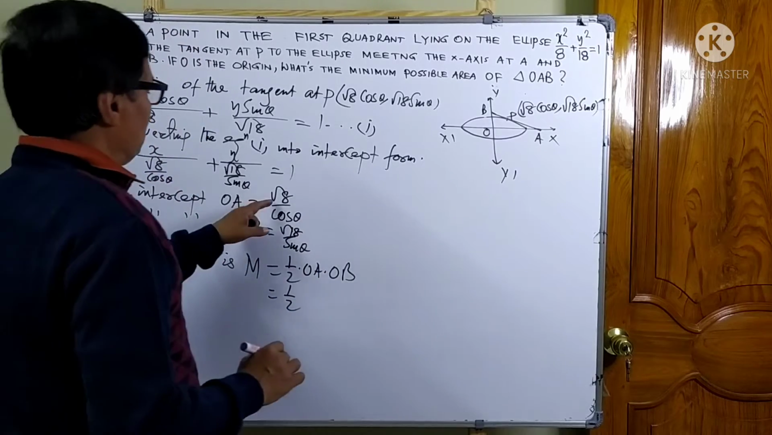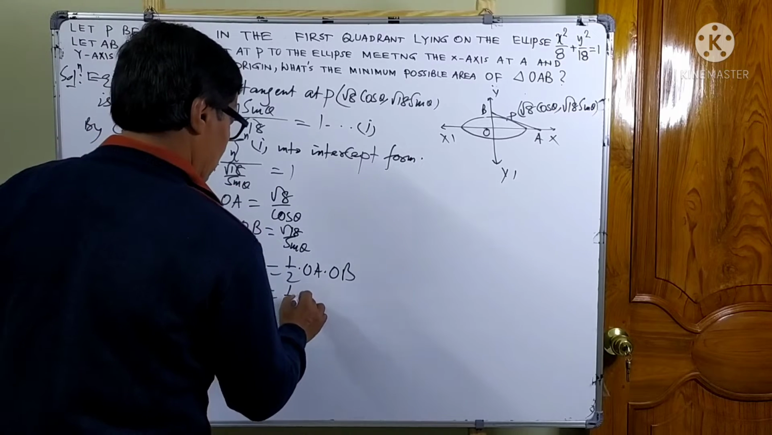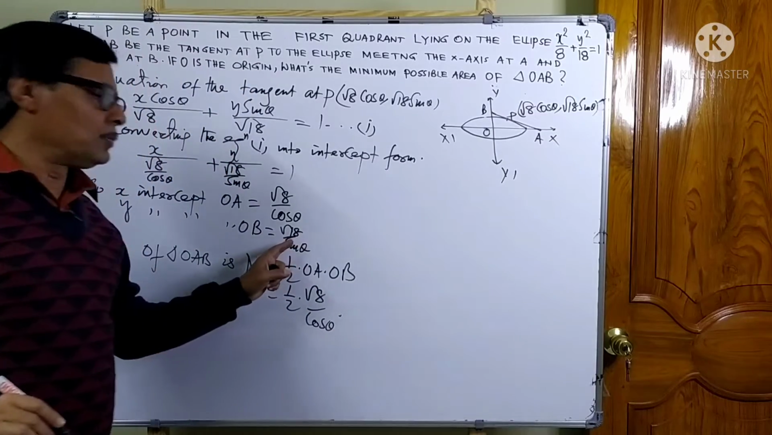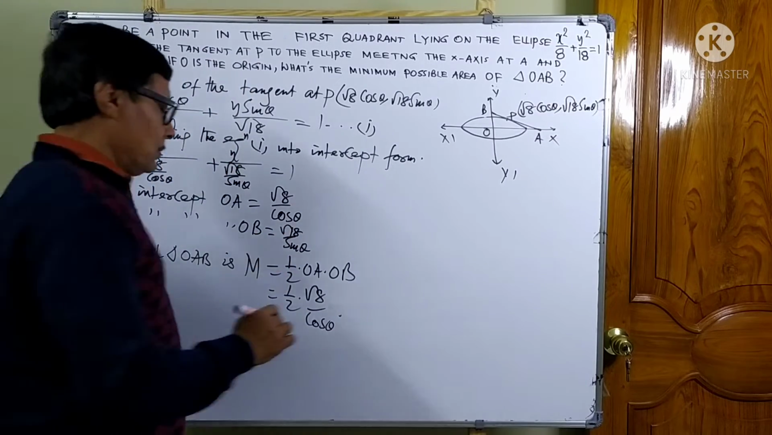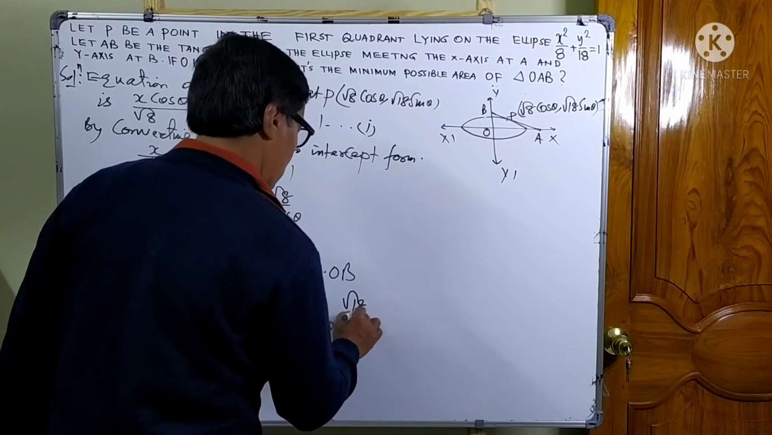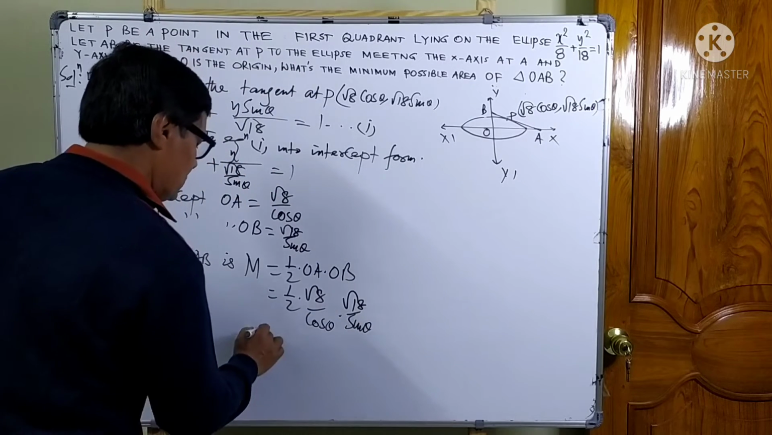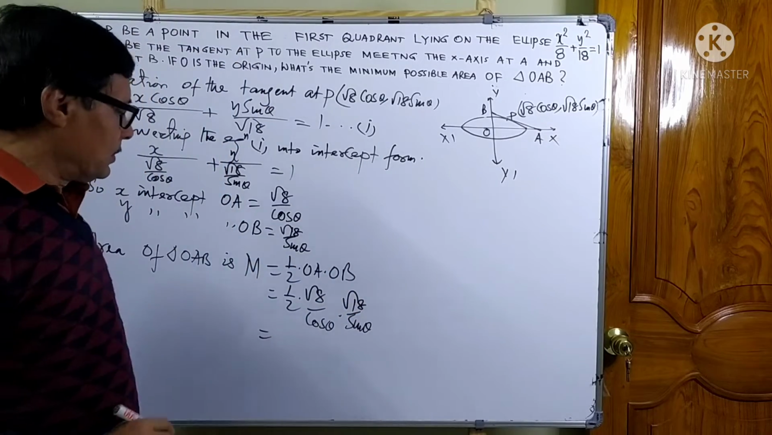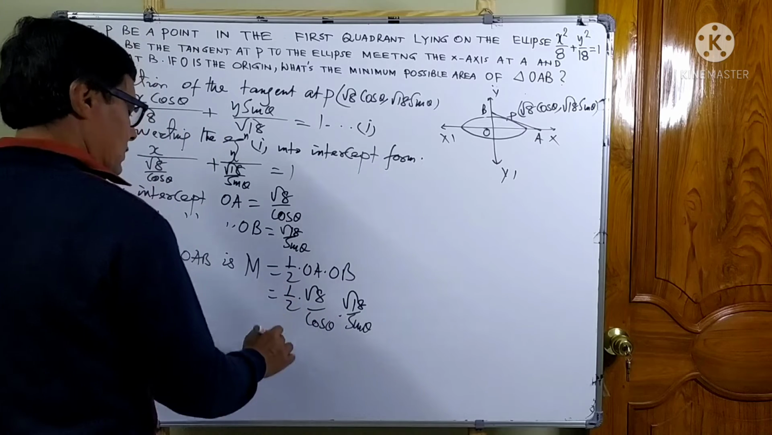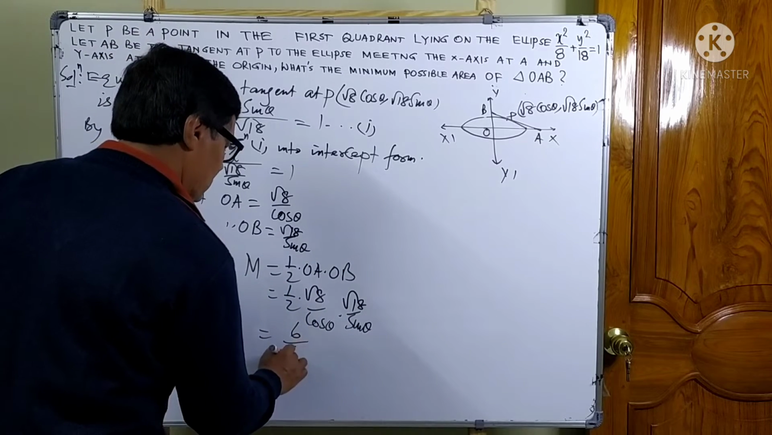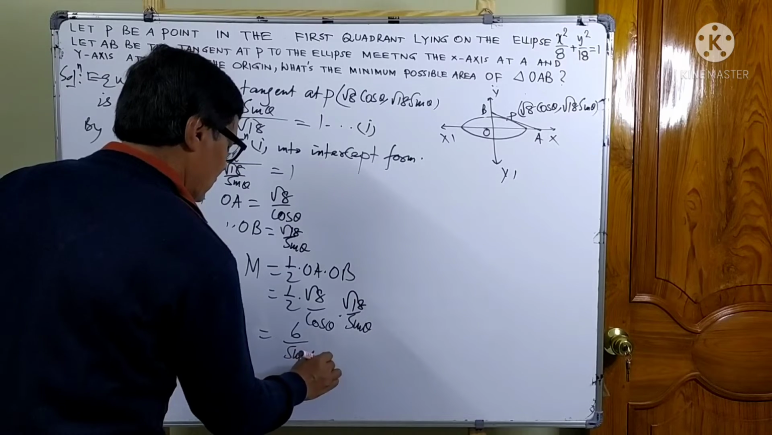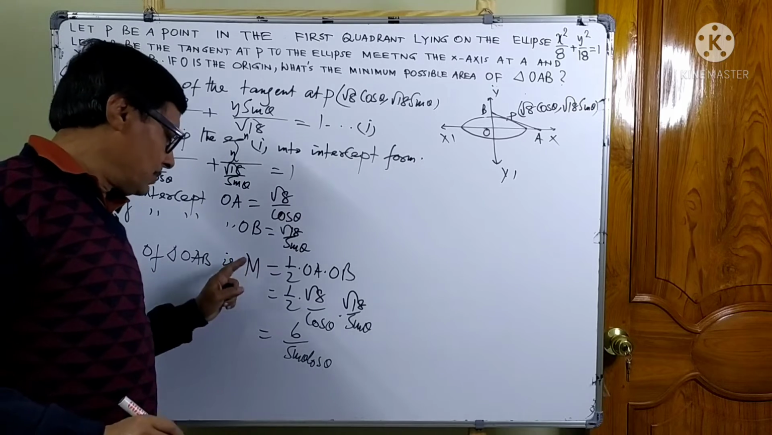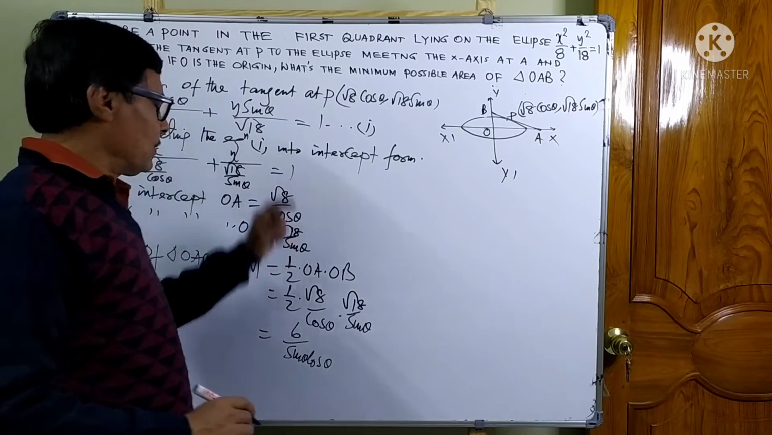Half, OA. The value of OA is this, that is root 8 cos theta, and the value of OB is also this, root 18 over sin theta. Root 8 times root 18 is root of 144, which is 12. So 12 over 2 is 6. This is the area of the triangle OAB, which is considered as M. M is equal to this. M is the area of this triangle OAB.